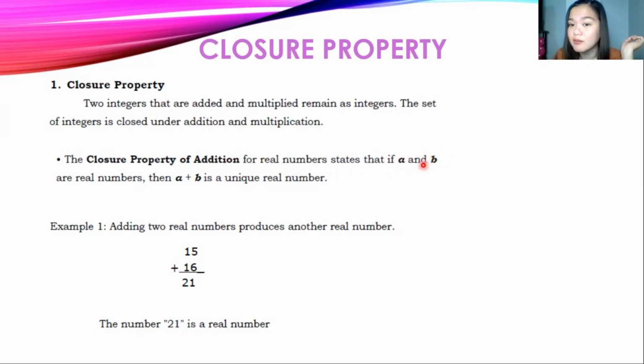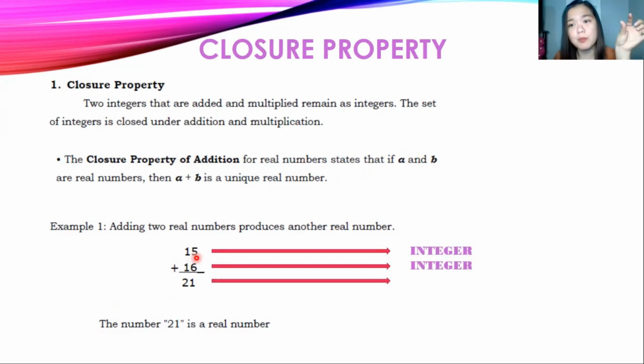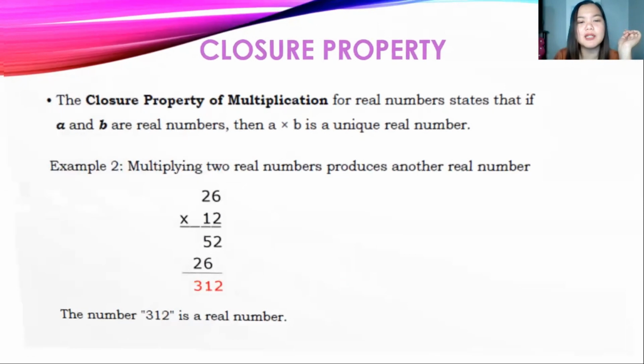So the closure property of addition for real numbers states that if A and B, take note, A and B are symbols of any number, so are real numbers, then A plus B is a unique real number. For example, this one, 15 plus 16 equals 21. We know that 15 is an integer. And 16 is also an integer. So, an integer na duwa, therefore, their sum is also an integer. Hindi siya pwedeng maging fraction or decimal kasi integer yung pinag-plus mo dito, sis. So, 21 is a real number.